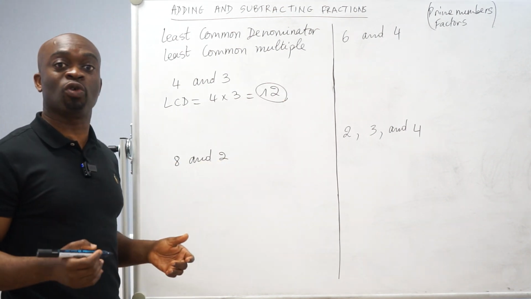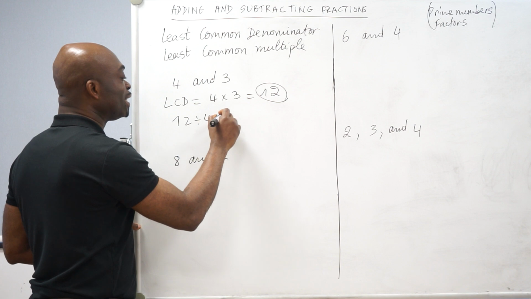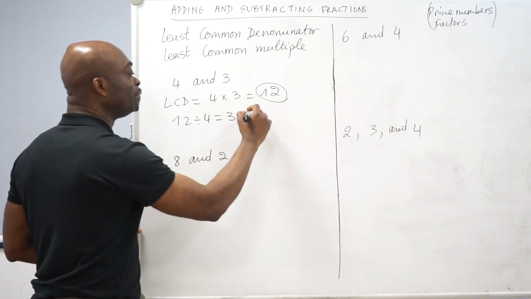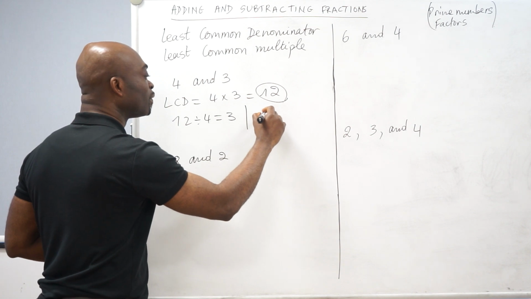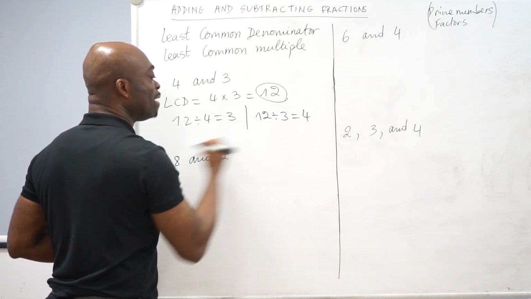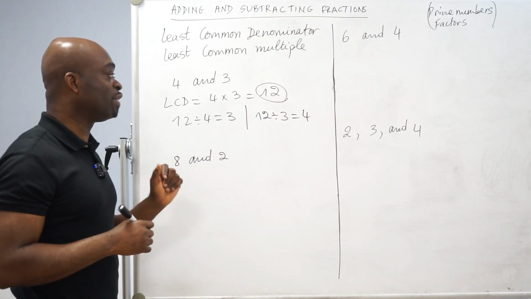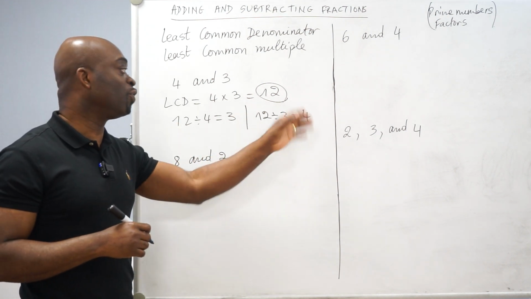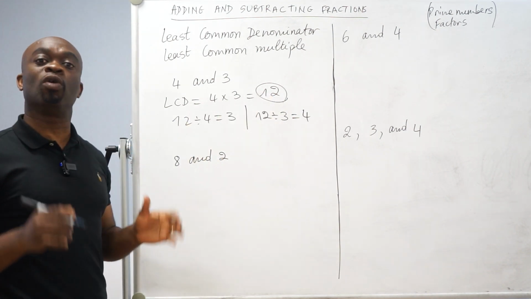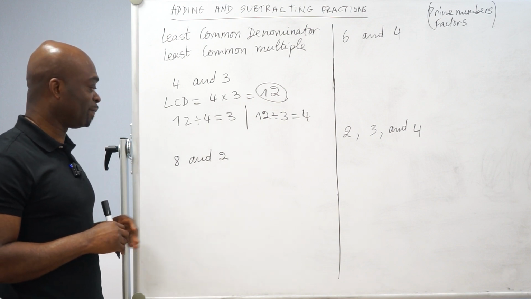And why is it equal to 12? Because 12 can be divided by 4, 3 times, and the same 12 can be divided by 3 evenly, 4 times, correct? So 12 can divide 4 evenly, which gives you 3, and 12 can divide 3, which gives you 4, okay? So the LCD is 12. That's what it means.